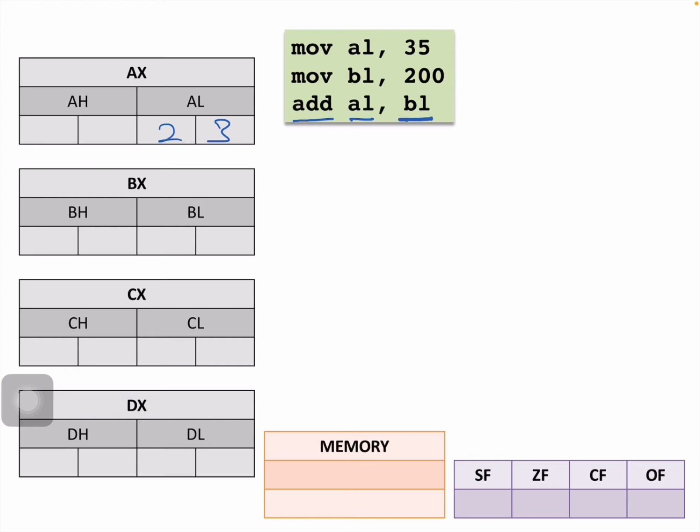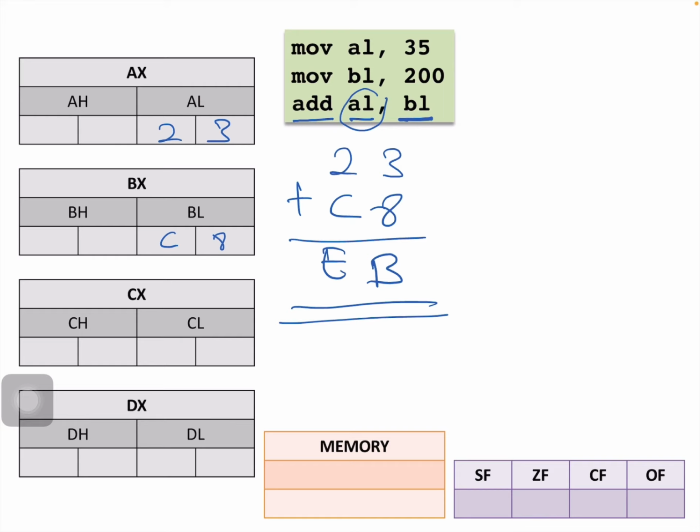And then move BL 200. 200 in hexadecimal is C8. Now BL will be filled with C8. Then AL plus BL: AL is 23 and BL is C8, and the result will be inserted into AL. Let's add the numbers together. 23 plus C8 in hexadecimal. 3 plus 8 in hexadecimal is equal to B. 2 plus C in hexadecimal is equal to E. So this is the answer, and it will be kept in AL. AL will be filled with E and B.